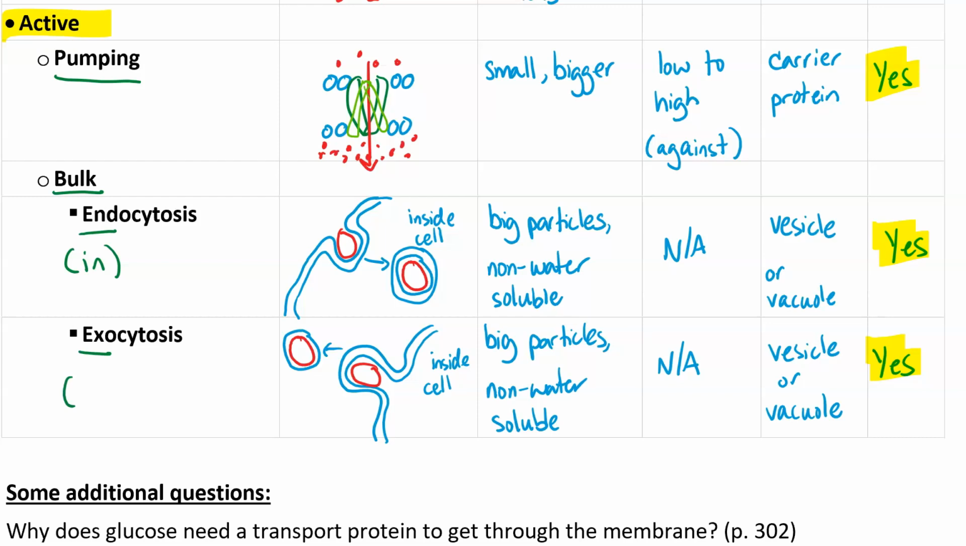Exocytosis, you can think of exo as exit or leaving the cell. So the same type of process happens, but you're wrapping the membrane around the particle and pinching it off and sending it outside the cell.